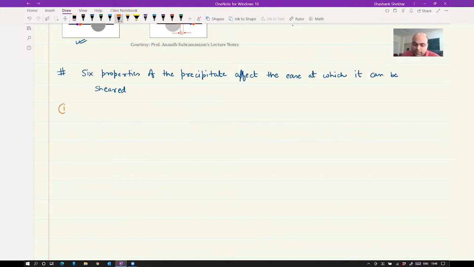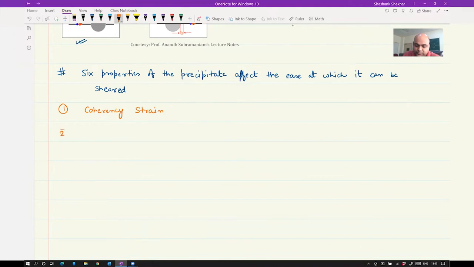The first one is coherency strain. And this one we have already studied before, isn't it? As I mentioned before, whenever you have a coherent interface, you are going to have some amount of strain associated with it. Now a dislocation moves on a slip plane and comes near the precipitate. The dislocation already has a strain field associated with it, and now you have coherency strain associated with the precipitate. So these two strain fields are going to interact.